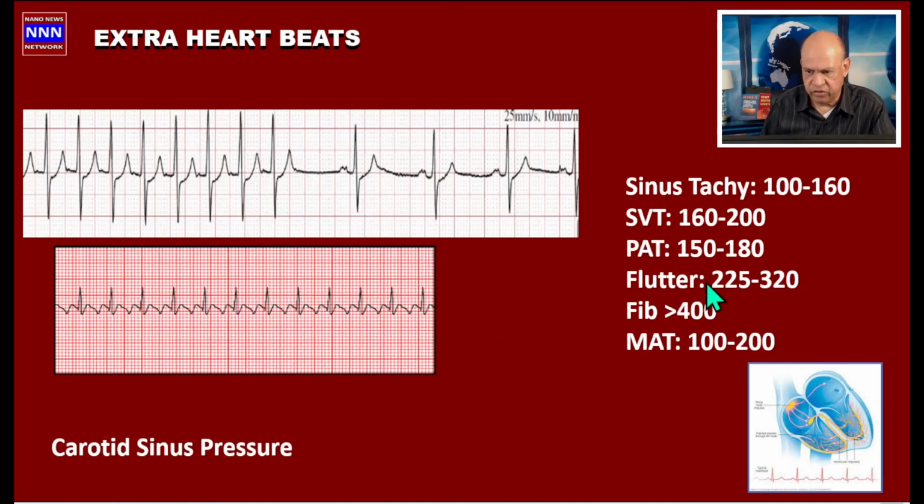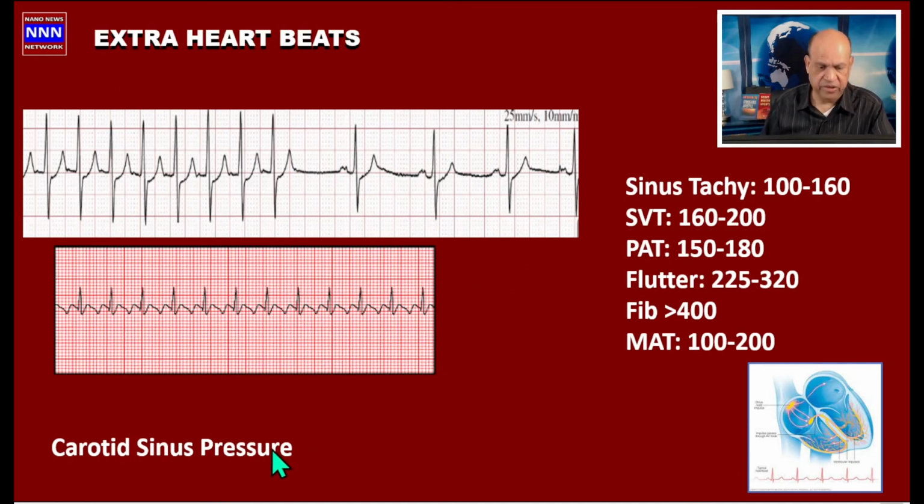Your flutter is between 225 to 320. Atrial fibrillation is greater than 400. Sometimes we get multifocal atrial tachycardia, which is commonly seen in patients with chronic obstructive pulmonary disease. That's the only condition where you see that most often, and the P wave morphology varies from beat to beat, and it looks like atrial fibrillation, but you see distinct P waves of different morphology.